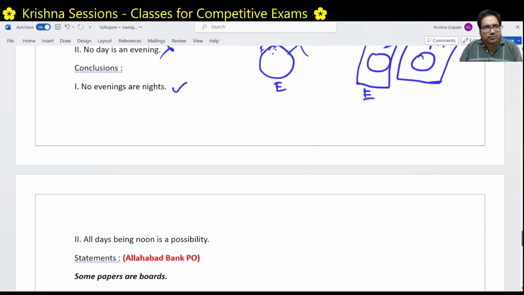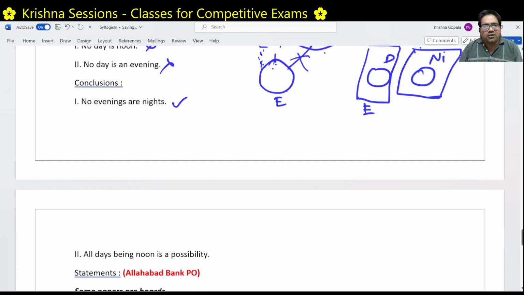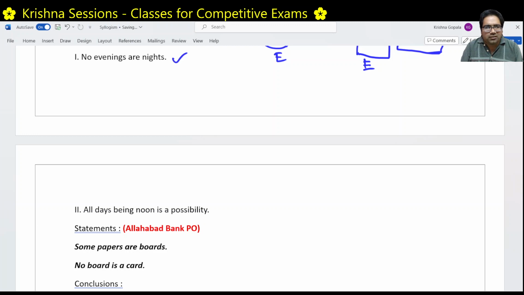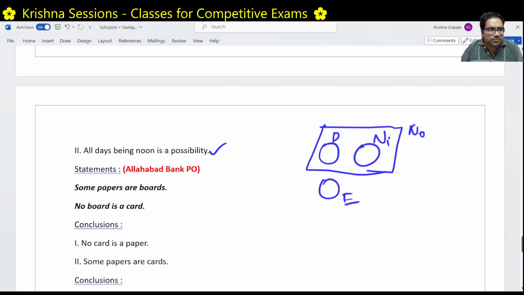Next. All days being noon is a possibility. Yes, we had drawn this diagram earlier. All days being noon. This is day, this is night, this is noon, and this is evening. We had drawn this diagram earlier also. So this possibility is certainly there. All days being noon is definitely a possibility. So this is true.